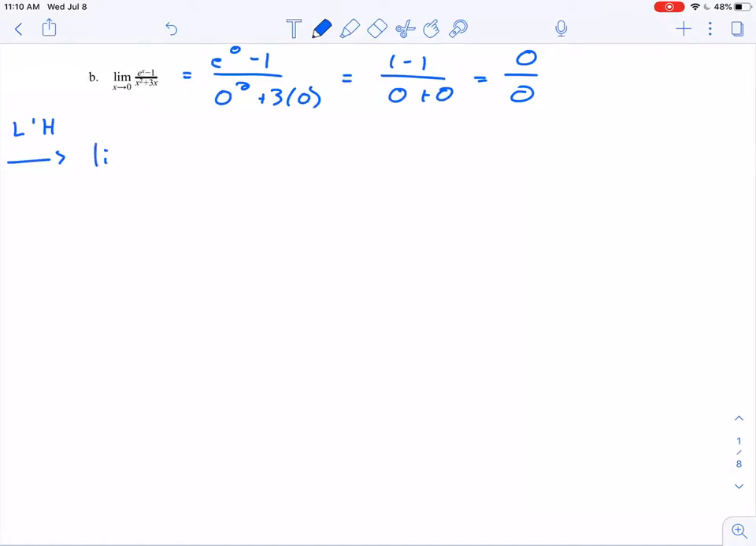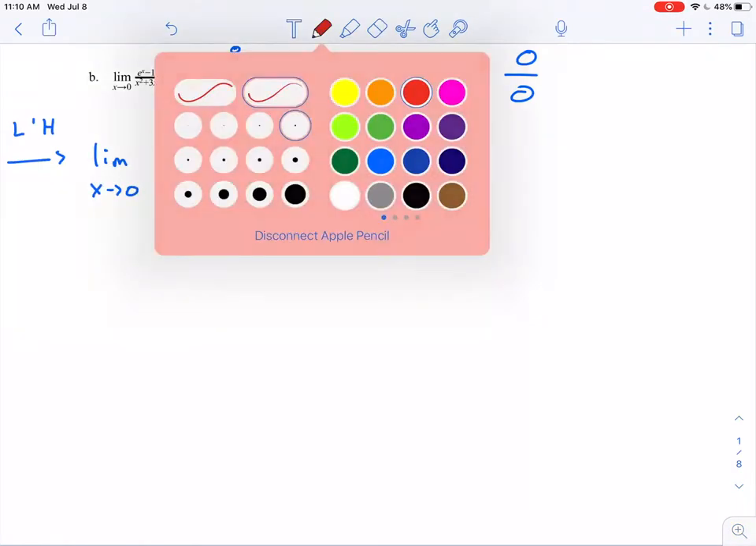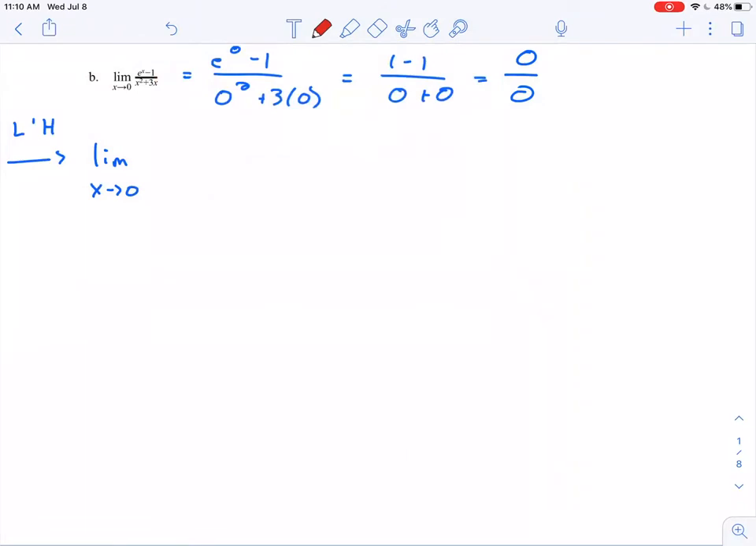So I want the limit as x approaches 0. Here we're going to take the derivative of the numerator, so the derivative of e to the x minus 1 is just e to the x. And the derivative of my denominator would be 2x plus 3. I'm going to try to plug 0 in once more. e to the 0 divided by 2 times 0 plus 3. Here I have 1 over 0 plus 3, which gives me 1/3.